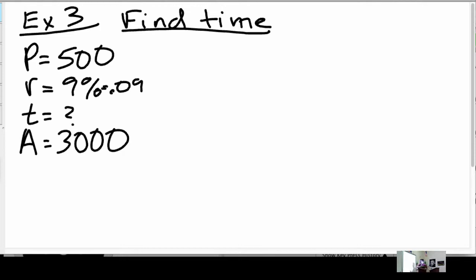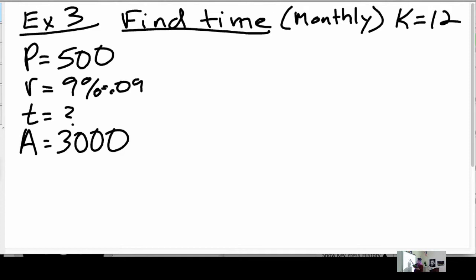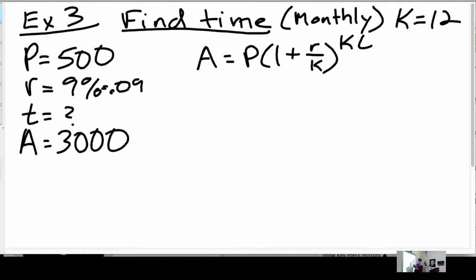And it says it's compounded monthly, which means that K must equal 12 because it's done 12 times a year. So I'm going to use the formula A equals P times the quantity 1 plus r over k, raised to the k times t. Problem is I've got to figure out what t is. t is trapped in the power of the exponent. The easiest way to get that out of there is to use some sort of log.